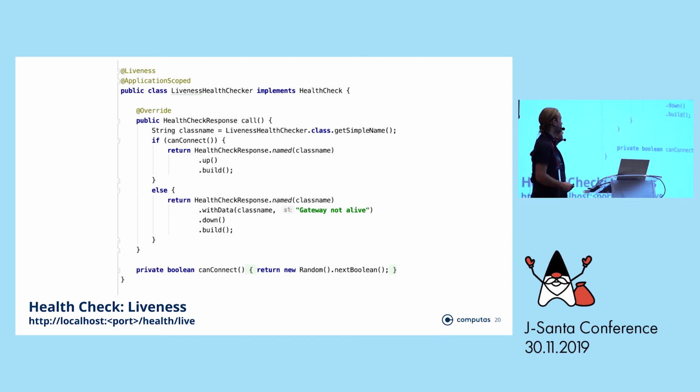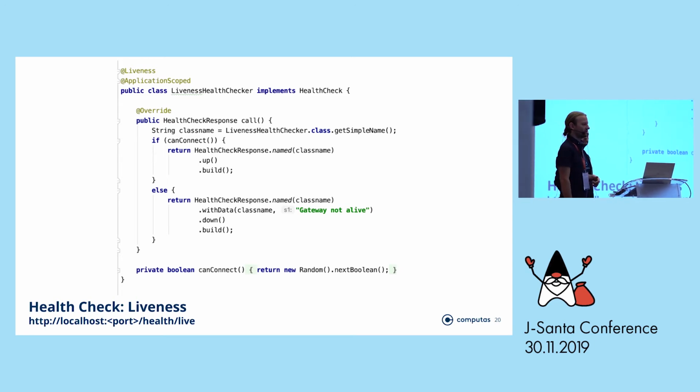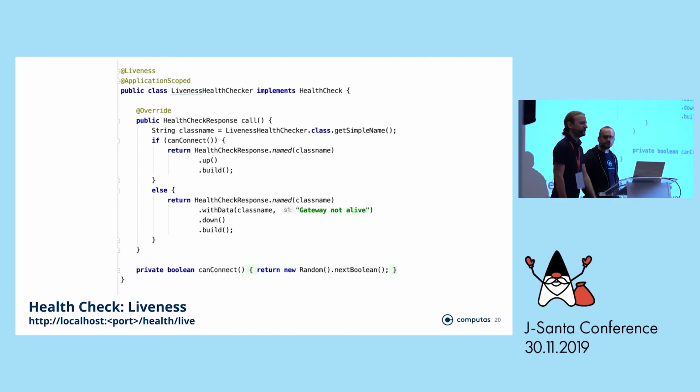And everything you have to do to implement a health check, or liveness check, in your application is what we see on the screen here. You add the annotation @Liveness. You use CDI with application scope. You implement this interface and override this one single method. And that's all you have to do. If you are doing this for demo purposes, you do things like can connect and then you return a random boolean. Don't do that, but for testing it works.